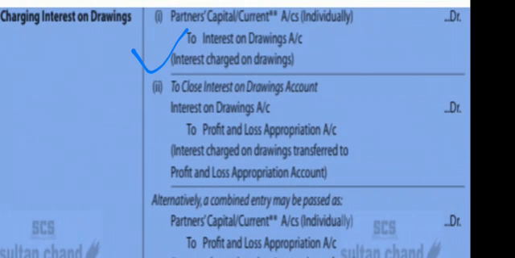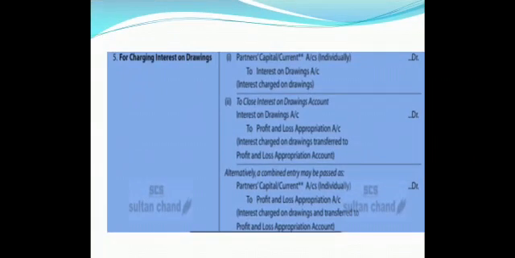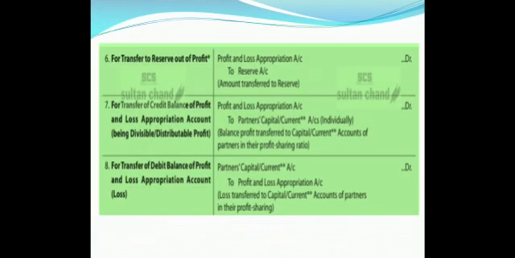Right? Then for closing interest on drawings account, which is a nominal account, interest on drawings account debit to profit and loss appropriation account. Alternatively, again, we can pass a single entry for the above two entries, which will be partner's capital account debit to profit and loss appropriation account. This is clear? Now moving on to the next thing.